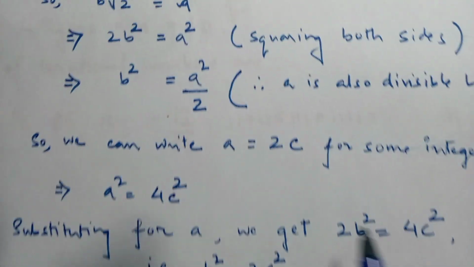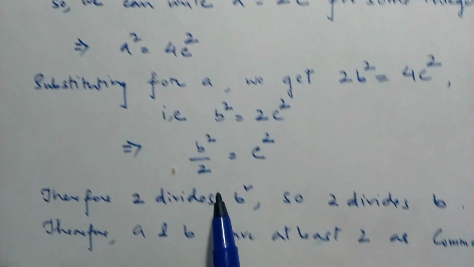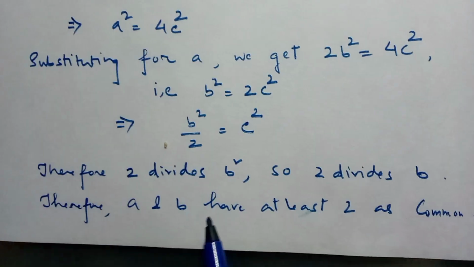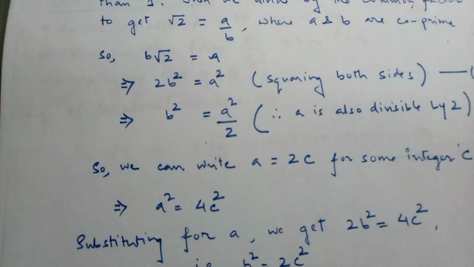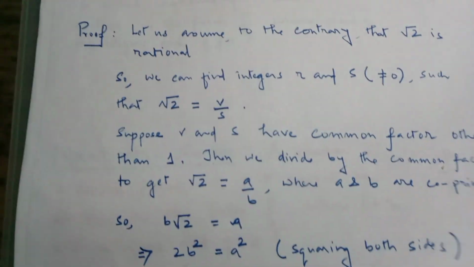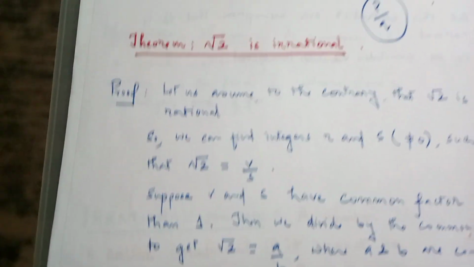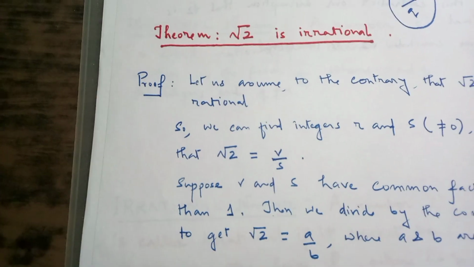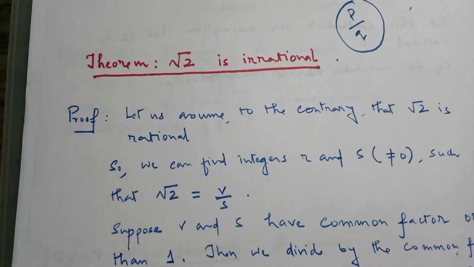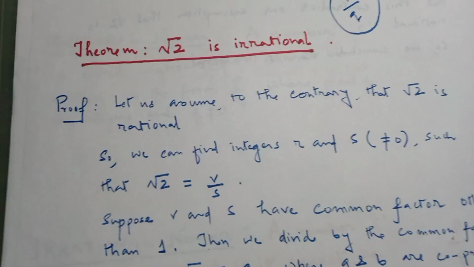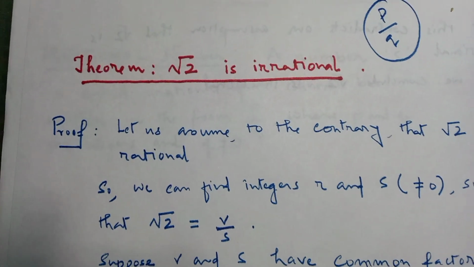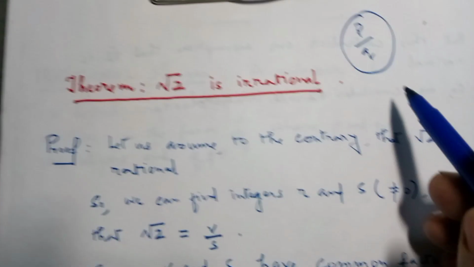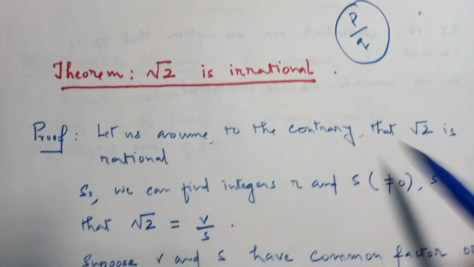So now earlier we had a is divisible by 2, and now here we get b is also divisible by 2. So both a and b have at least 2 as a common factor. So it is against our assumption that they don't have any common factor except 1. So thus we can prove that root 2 is irrational, because if it were rational, it could not have more than one common factor. So that proves our theorem that root 2, root 3, root 5 are all irrational numbers. Thank you.